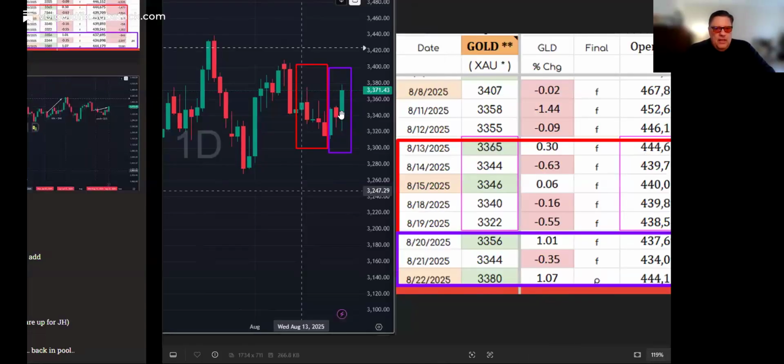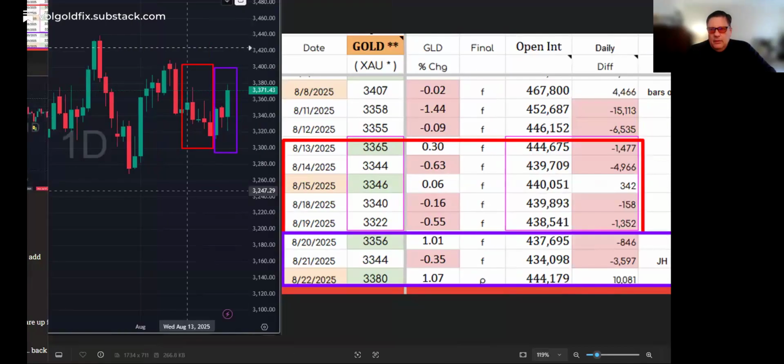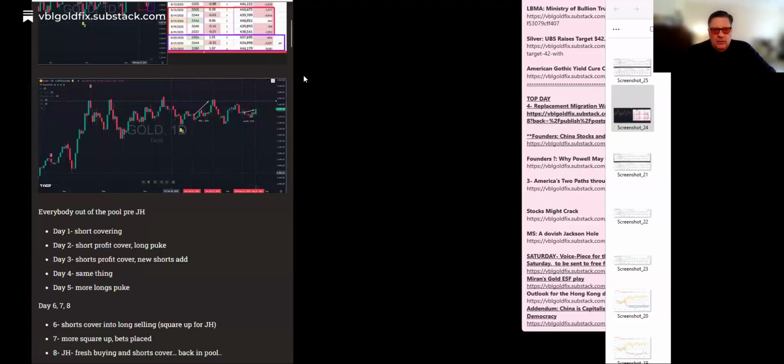All right. So here we go. That's the last day, Jackson Hole, 10 a.m. He talks, fresh buying and shorts covering. All the kids go back in the pool. That's it. That's my recap of the week.